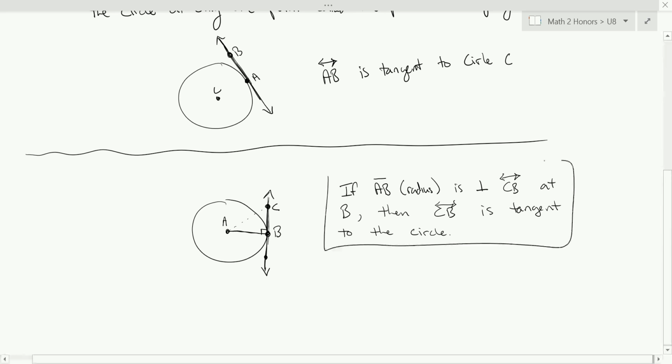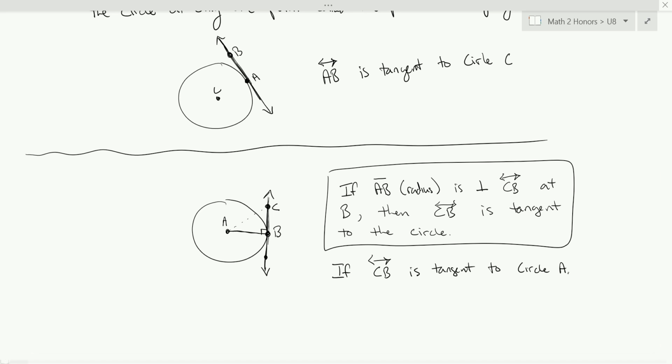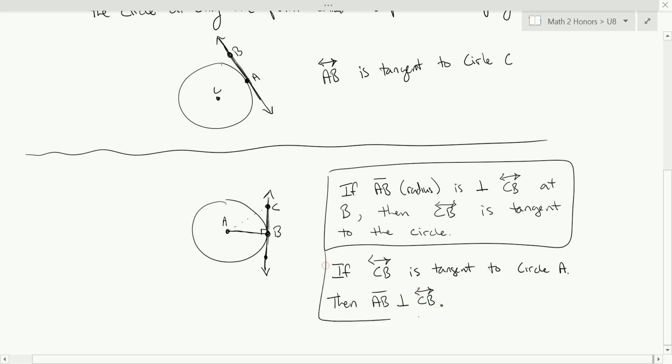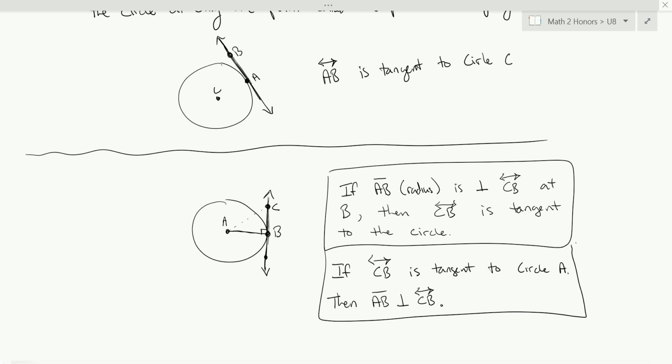And it works the other way too. If CB is tangent to circle A, so if we know that this line touches the circle once and only once, then in fact it will be perpendicular at the point of tangency to the radius. So then AB will be perpendicular to CB. Okay. So everything we're doing today is just off of that result, that tangent lines are perpendicular to your radius. And what is a tangent line? It only touches the circle at one point.